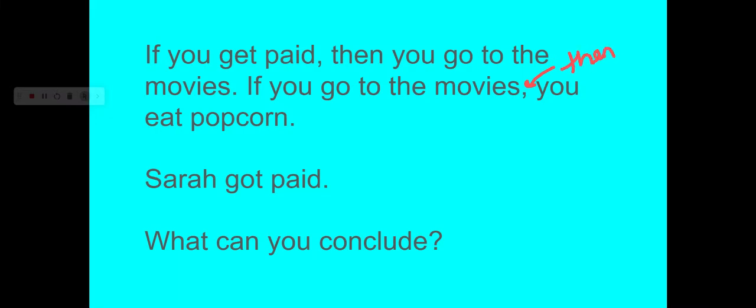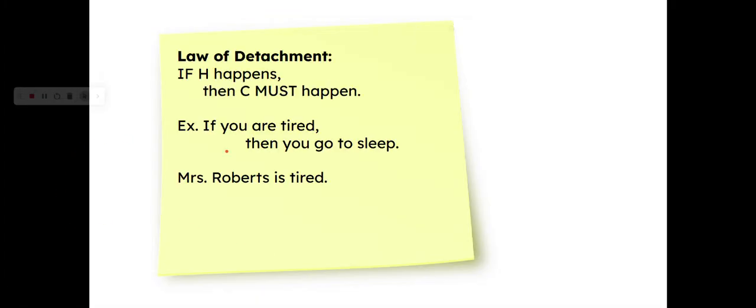Sarah got paid. So what can we conclude? Well, let's see. She got paid, so we can conclude she goes to the movies. But right here it says movies, so they link. So I'm going to ignore it since it links. So if you get paid, I can conclude Sarah ate popcorn, and that is true. If I go to the movies, I'm going to have some popcorn. Okay. So those are some examples.